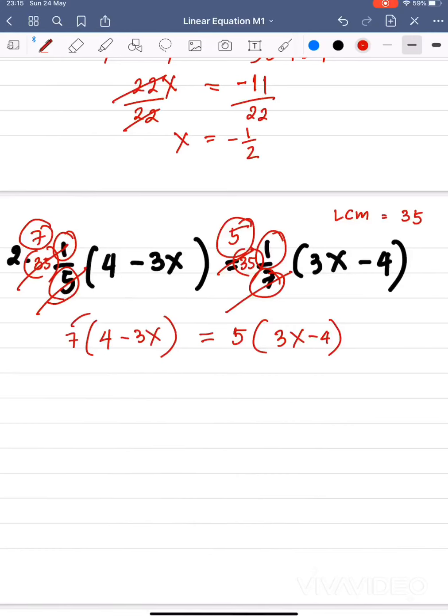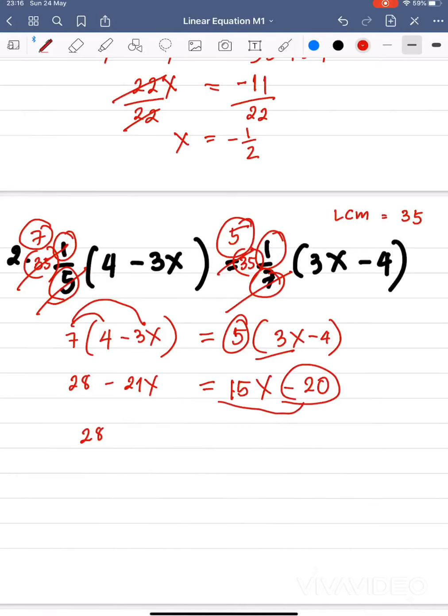I'm going to distribute 7 to 4 minus 3x. So 7 times 4 is 28, minus 7 times negative 3x is negative 21x. So here we have 5 times 3, I get 15x. 5 times negative 4 is negative 20. I'm going to combine now terms that are similar. So I have 28. I'm going to transpose 20 to the other side of the equation. So that will become plus 20.